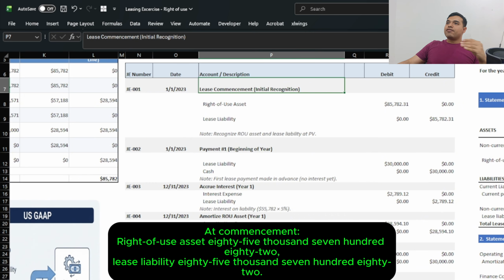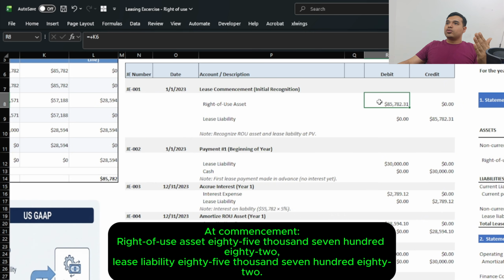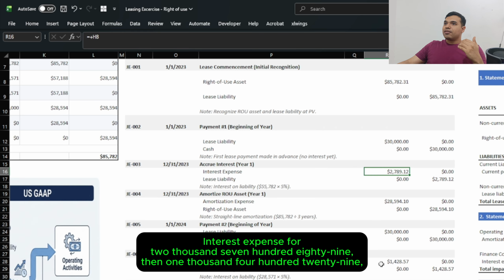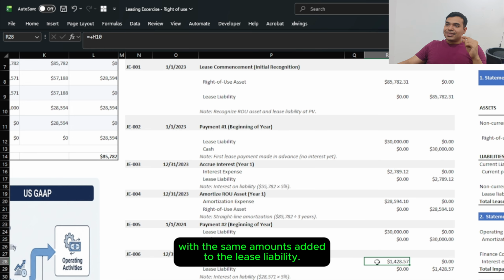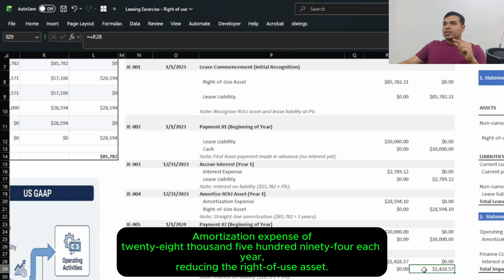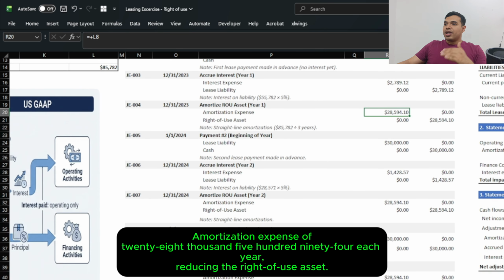At commencement, right of use asset $85,782, lease liability $85,782 too. For each payment, lease liability is reduced by $30,000, cash reduced by $30,000 too. Each year, interest expense of $2,789, then $1,429, with the same amounts added to the lease liability. Amortization expense of $28,594 each year, reducing the right of use asset.